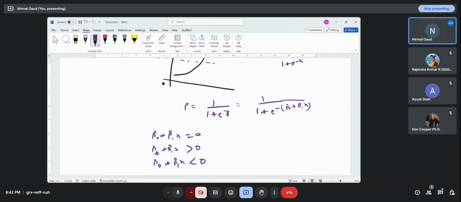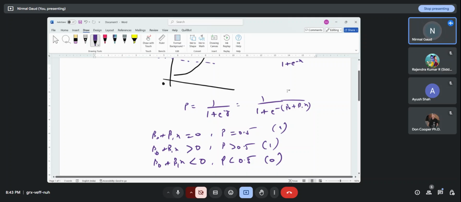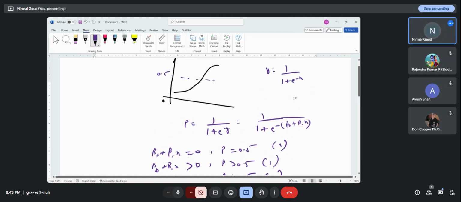So if it is equal to 0, then we are having the probability value as 0.5. If it is greater than 0, then we are having a probability greater than 0.5 and the answer will be 1. And if it is less than 0, then the probability value is less than 0.5 and here the answer is 0. That means if you are doing binary classification, this will be the result. So you can put the beta naught plus beta 1 values here and you will get these respective values.